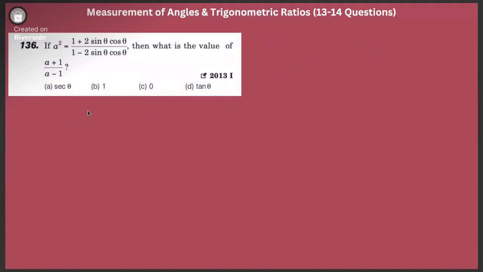Can you think of some values, guys? Spend 30 seconds thinking of a value which can satisfy this given equation over here. A square is equal to 1 plus 2 sine theta cos theta divided by 1 minus 2 sine theta cos theta. Can you guys think of something, anything?